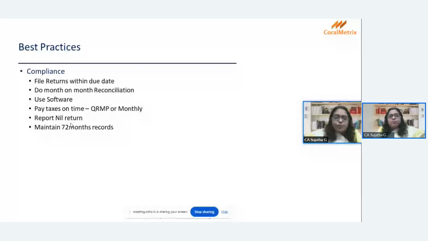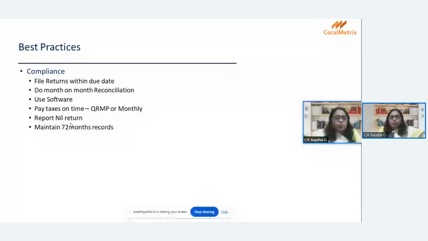And use some software. Don't restrict it to Excel. You may say that Excel is very comfortable, but still, beyond Excel, to make a foolproof, error-free system, it is important to follow some software, right? And pay taxes on time. Payment of taxes on time is also very critical.